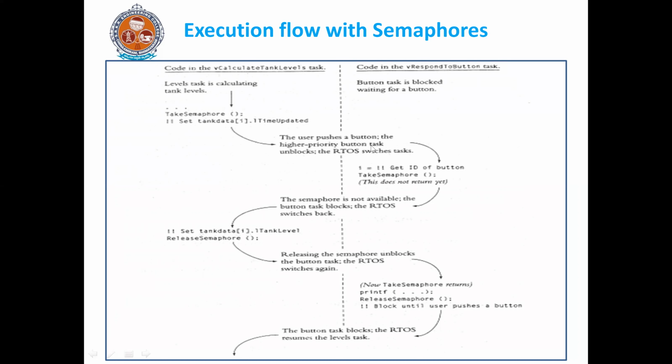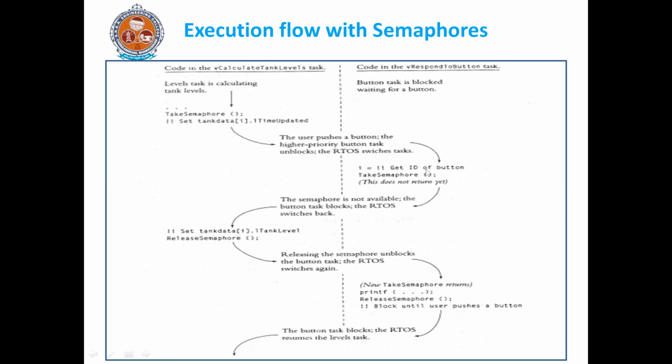Because this is the high priority task, what happens? Before that, what is happening to this respond to button task? It is blocked because it is waiting for the user to press the button. Until the user presses the button, it will be in the blocked state only. That's why the button task is blocked, waiting for the button. So once the user presses the button, immediately control comes to this button task. So now what happens?